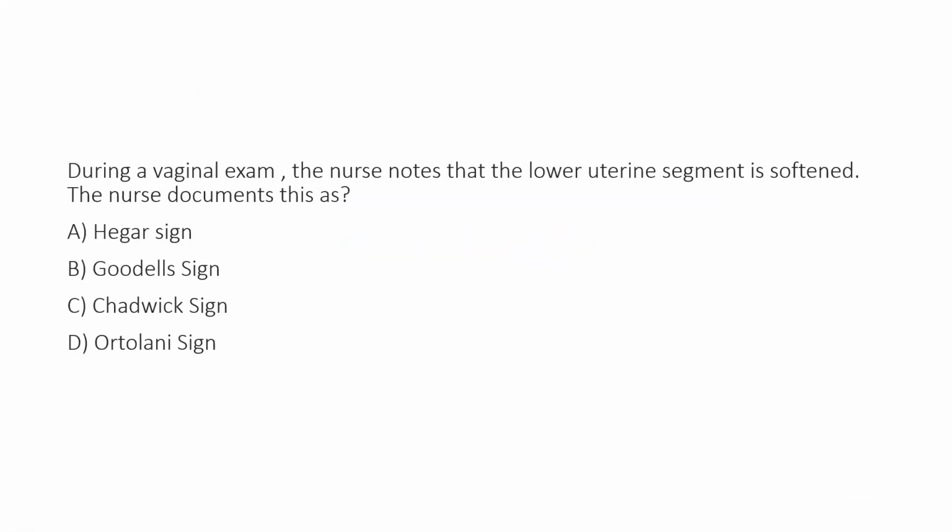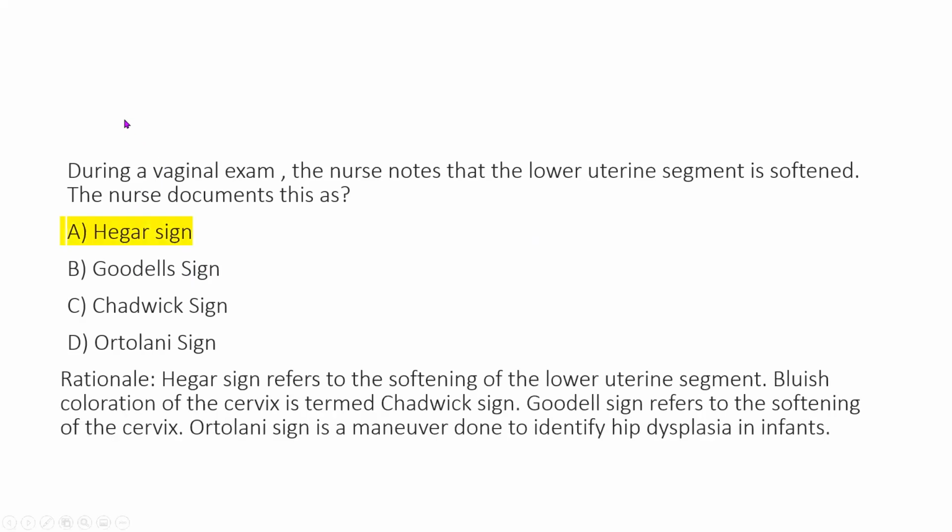During a vaginal exam, our nurse is noting the lower uterine segment is softened. What would this be documented as? Yes, this would be B. Actually, I'm sorry, hold up. Let me check again. I think it's A. Okay, A. The reason you might have thought B is because you thought softening. So I'm going to type in the chat.